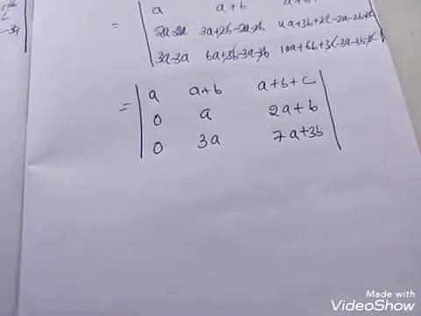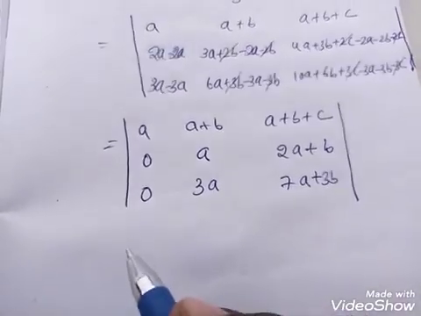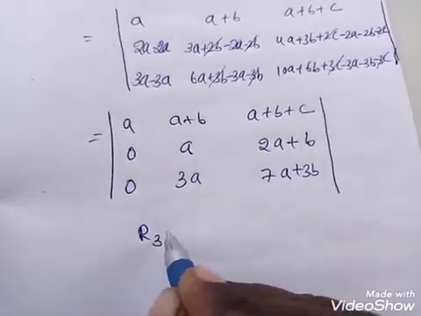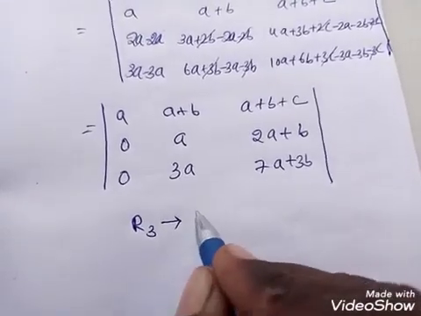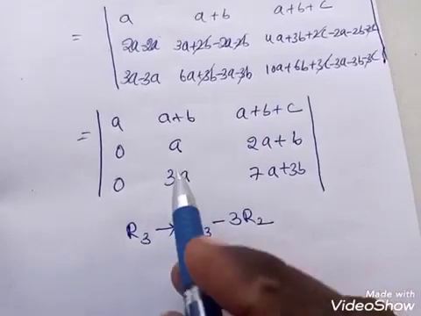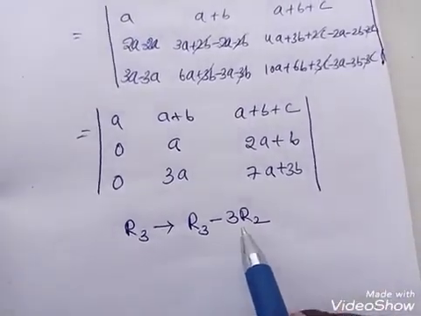You can expand here also. Further also, if you want, you can go for one more operation. I am going for one more operation to show one shortcut here. R3 gives rise to R3 minus 3R2. Observe, here 3a is there, and here 3a is there. 3a minus 3a, no? That's why R3 minus 3R2.